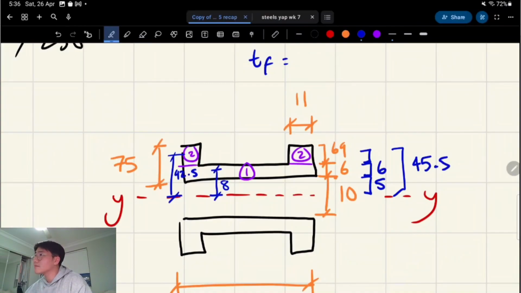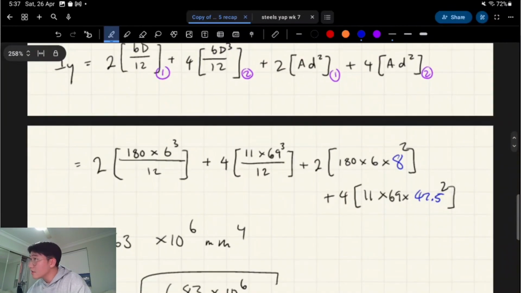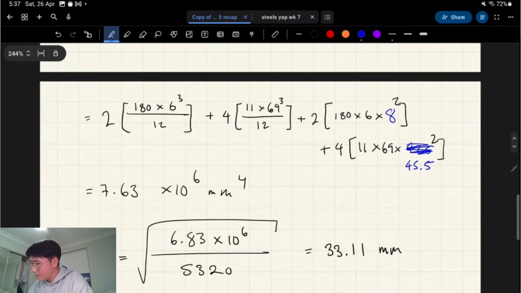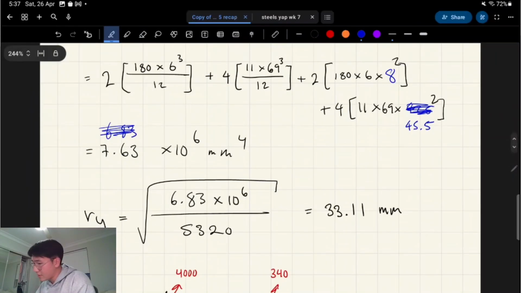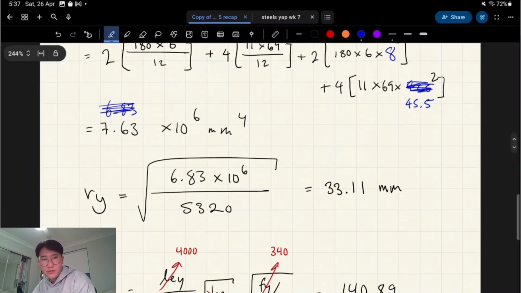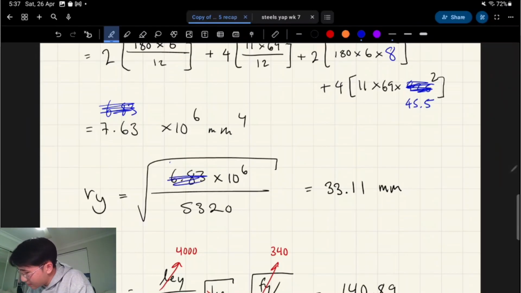Let me pull it up. I'll show you the effects and the flow-on effects of this. If you replace 42.5 with 45.5, what you'll find is this number, oh sorry, it was 6.83. Now it's 7.63, so it's increased. It's actually increased more than I thought originally when I did the recap demo. So this becomes 7.63.